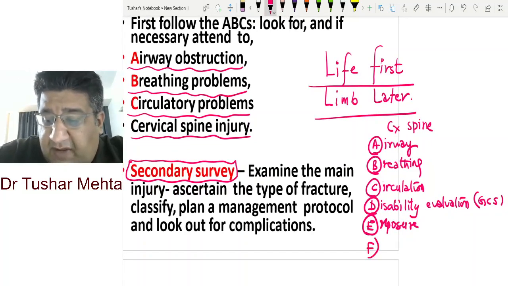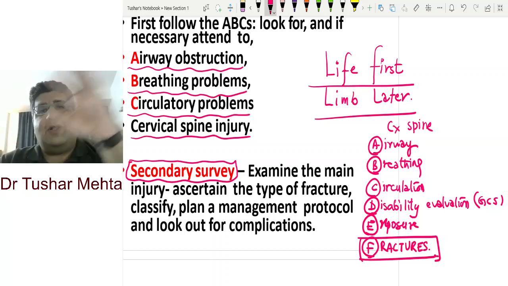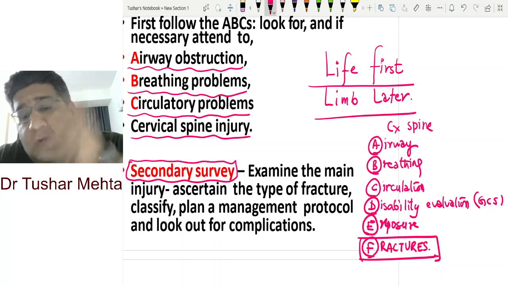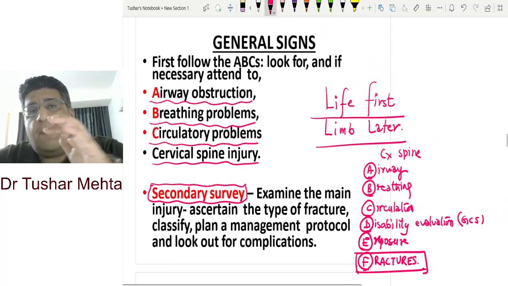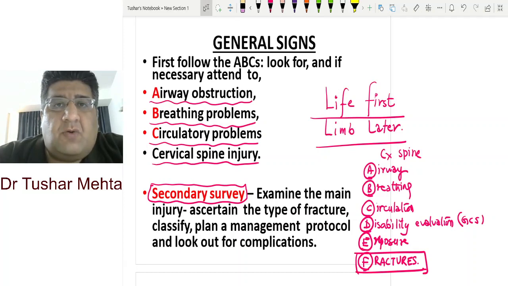And then they used to mention what? F stands for what? Fracture. Technically this F for fracture is not there in ATLS. It is my lecture now, so I can have the liberty of introducing what I want to. So I've introduced F here. Fracture comes only after all those things. So even as an MBBS student, I want all of you to understand that fracture comes only after all these things.